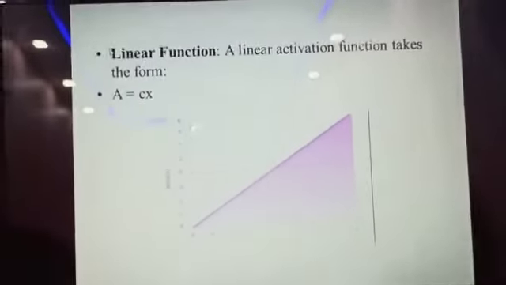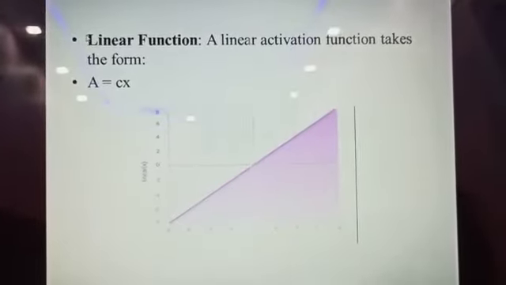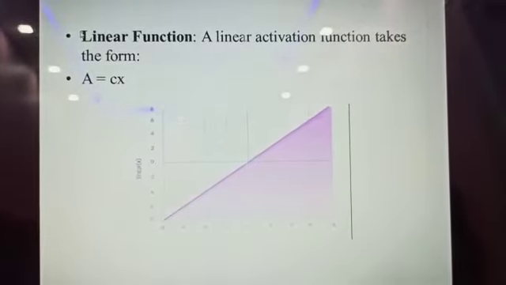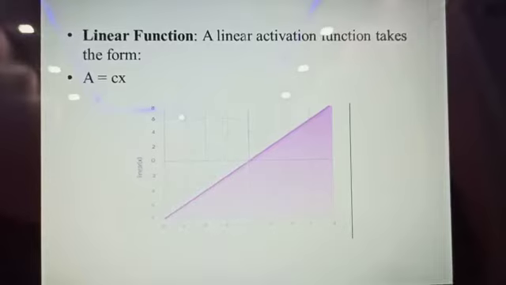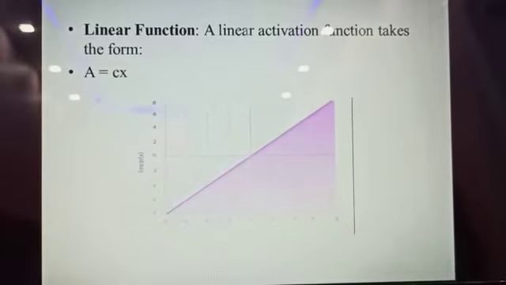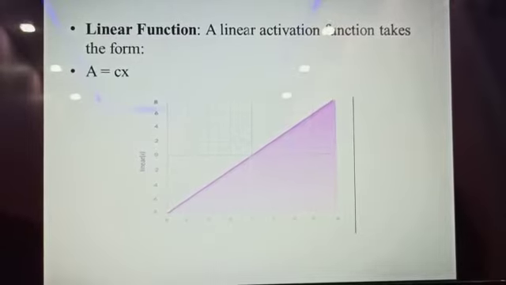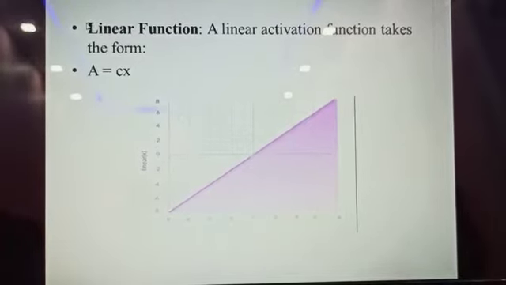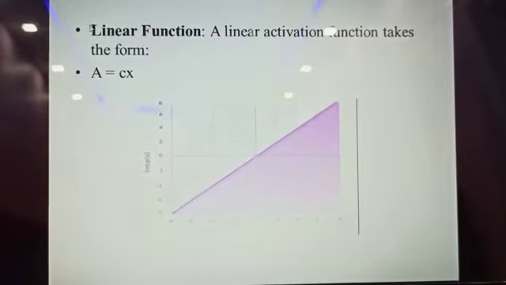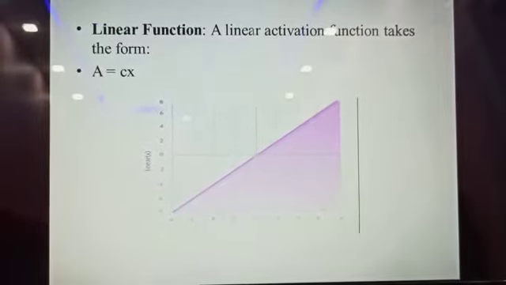Linear function. Linear function is a simple function. It takes the input, multiplies it with the weight for each neuron and creates an output signal proportional to the input. In one sense, a linear function is better than the step function because it allows multiple outputs, not just yes or no values.